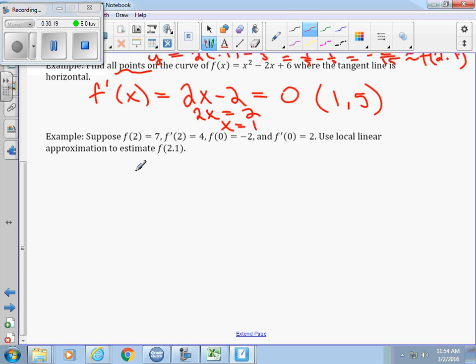Suppose f of 2 is 7, f prime of 2 is 4, f of 0 is negative 2, f prime of 0 is 2. Use a local linear approximation to estimate f of 2.1. Okay, that sounds scary. When you hear this word, local linear approximation, you read tangent line. So write that in your notes. When you read local linear approximation, you read tangent line.